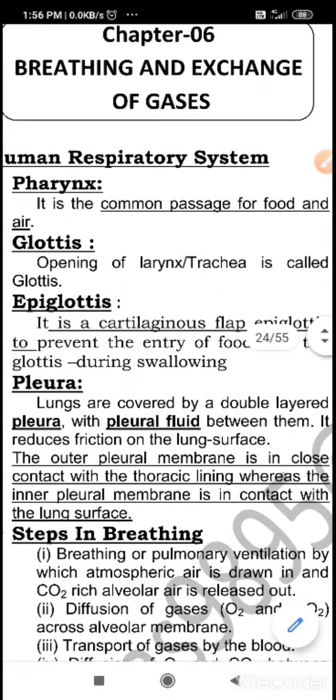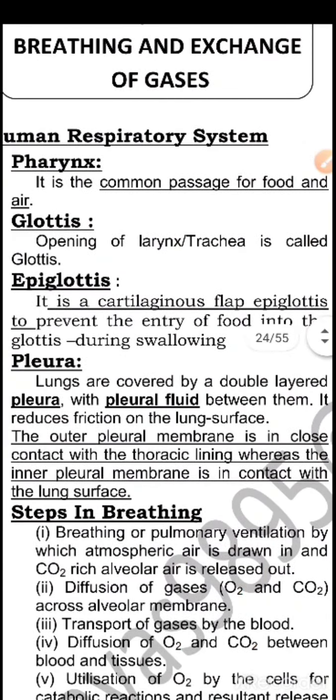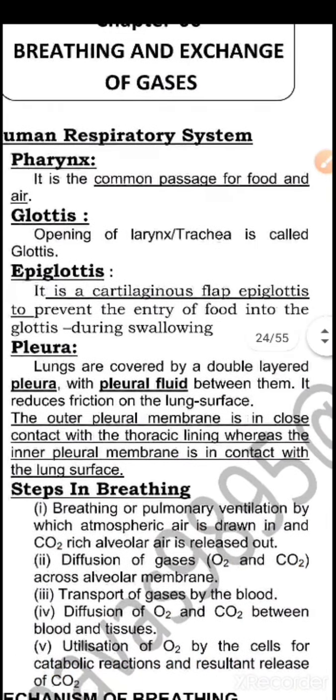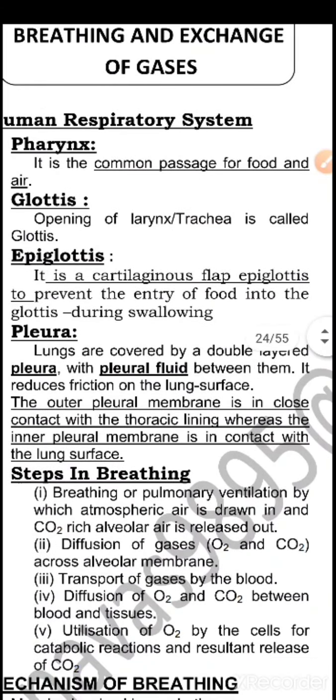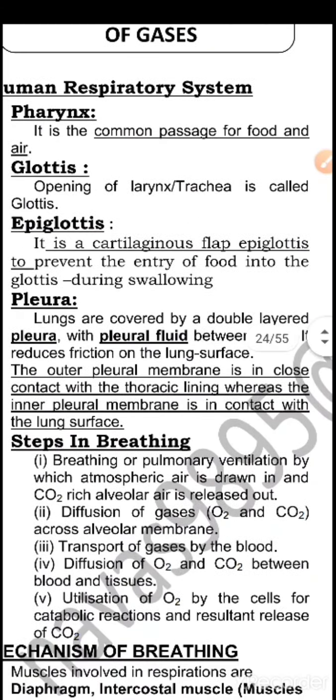Okay, then the lungs are covered by a double-layered membrane called the pleura, and in between these two layers there is a fluid called pleural fluid, which reduces friction on the lungs, that is protection. The outer pleural membrane is in close contact with the thoracic lining, whereas the inner pleural membrane is in contact with the lung surface. So where are the lungs found? In the thoracic region, the chest region.